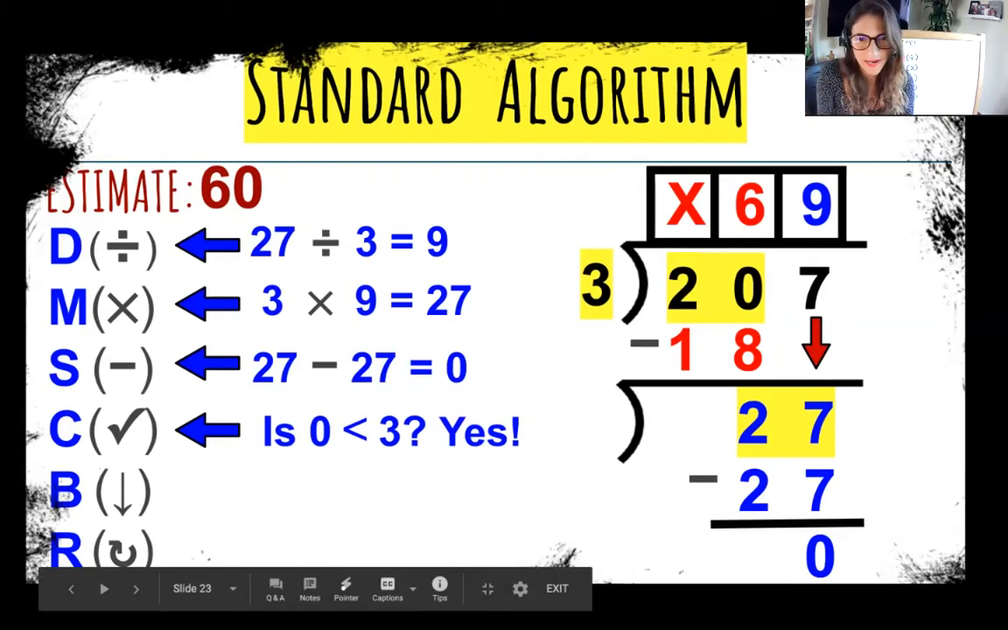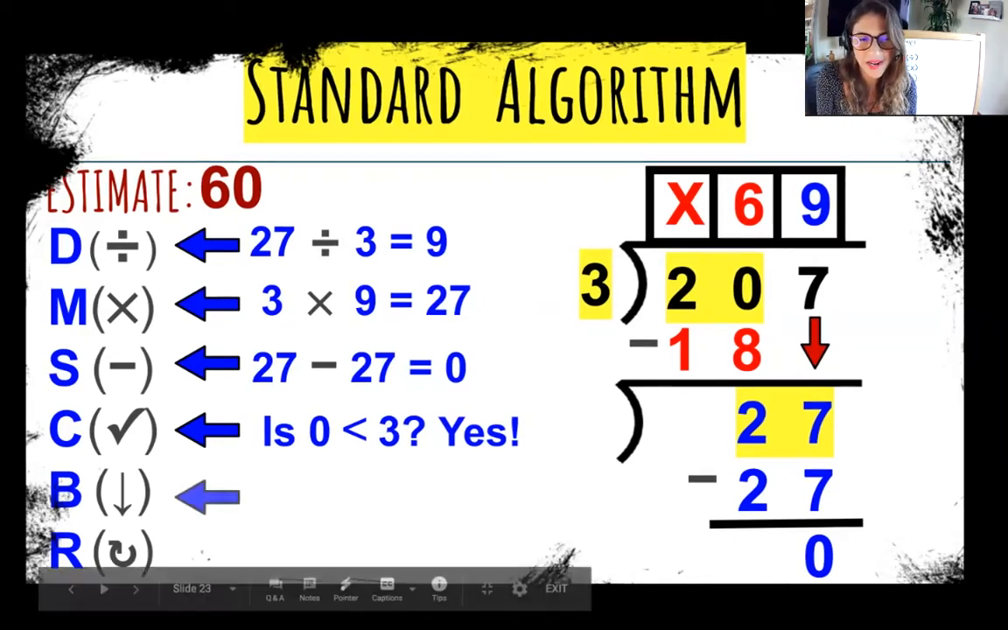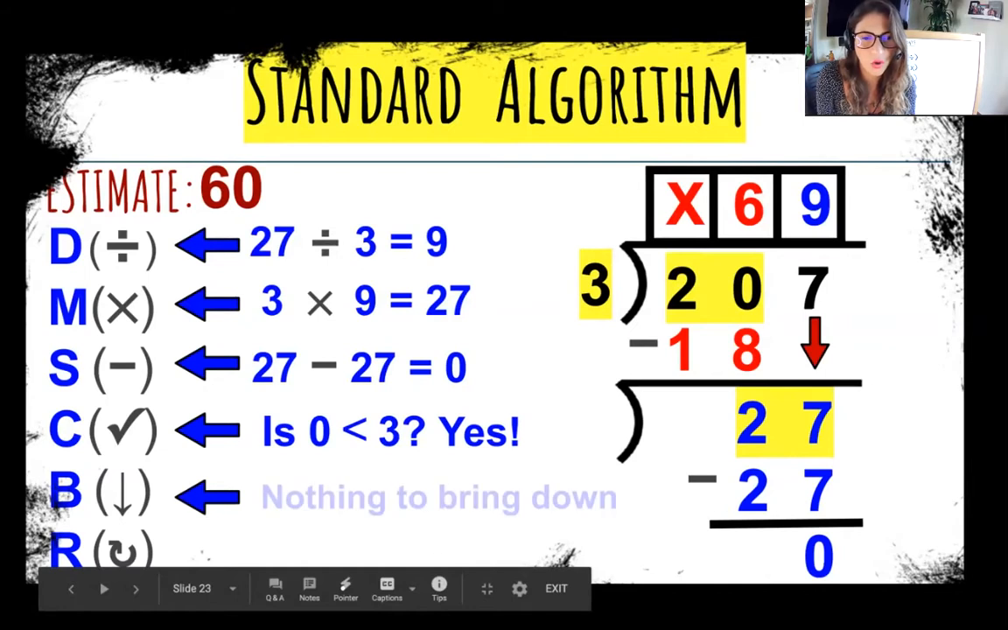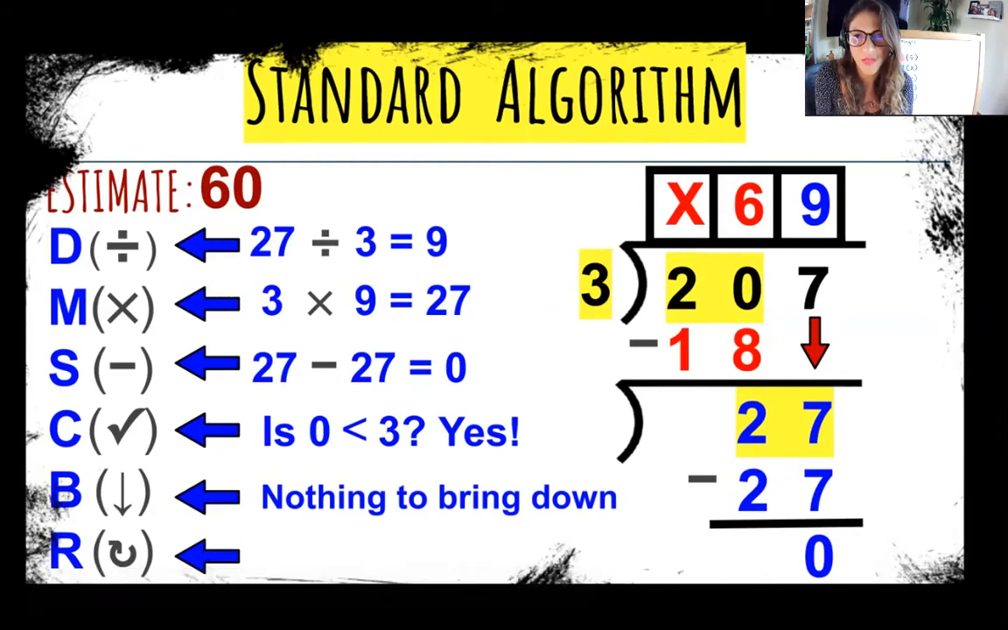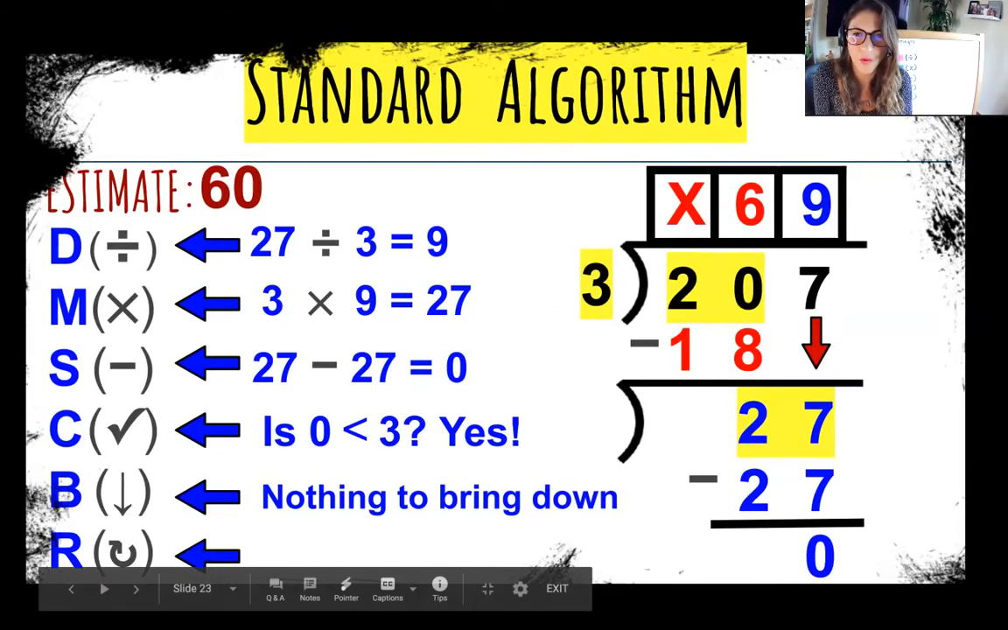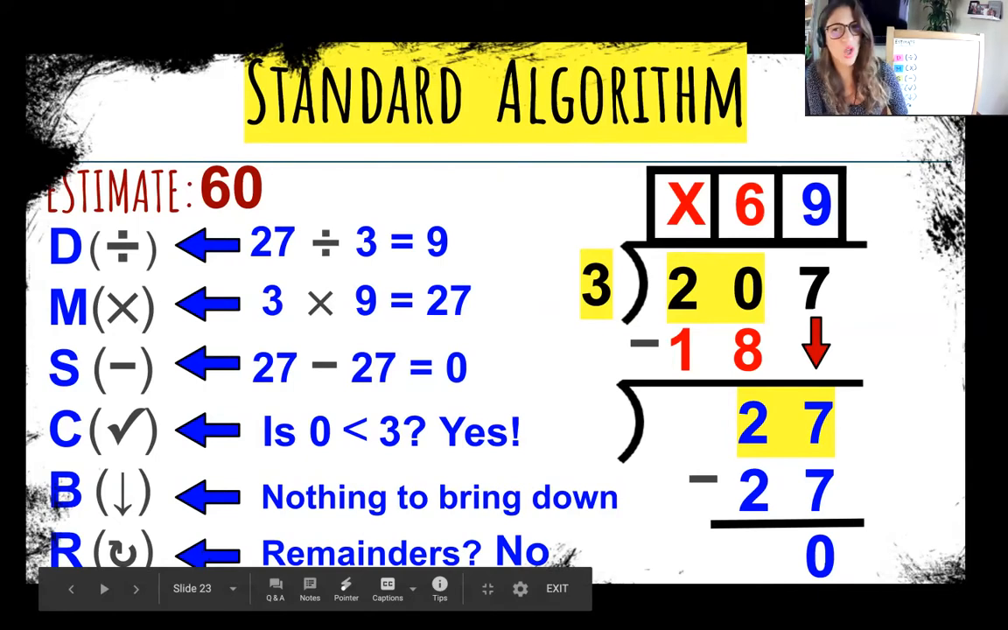Check. Next step, anything left to bring down? No, nothing to bring down. So we move on to our next step. Repeat. Well, there's nothing left to repeat. So what does the R stand for now instead of repeat? Remainder. Are there any remainders? No. Well, you still always check.